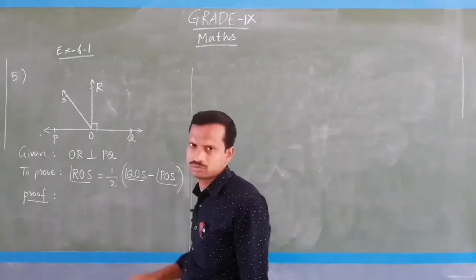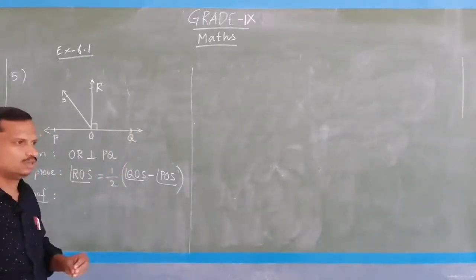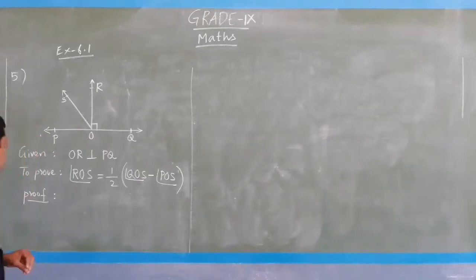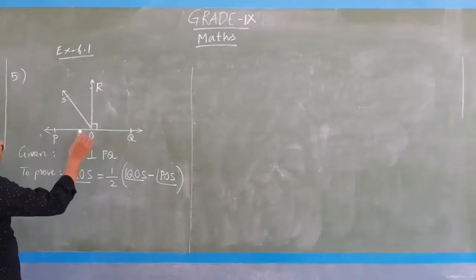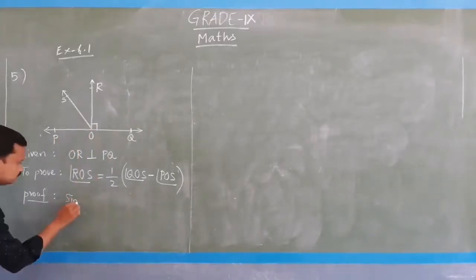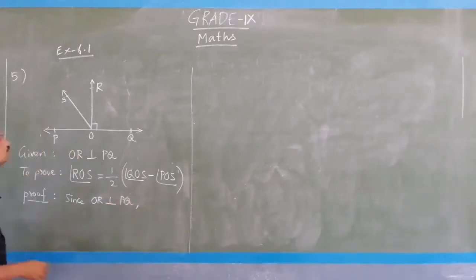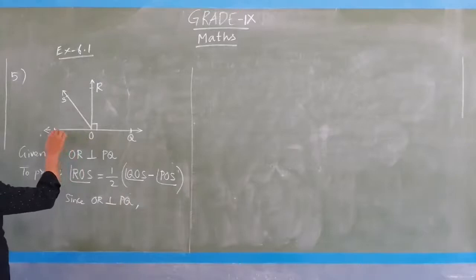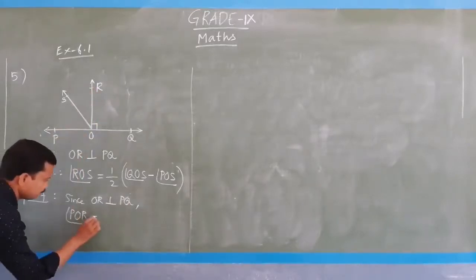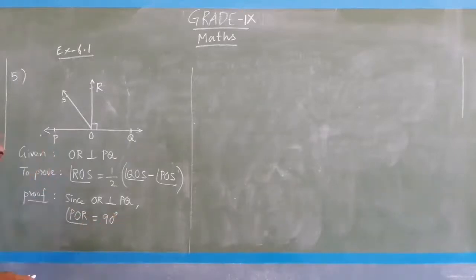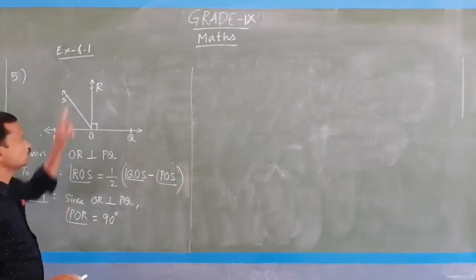This somewhat you cannot understand easily, but you listen carefully in what way I am telling. First of all, proof. OR perpendicular to PQ. Since OR is perpendicular to PQ, we can have angle POR equal to 90 degree, because either side this also 90, this also 90. So angle POR is 90 degree.